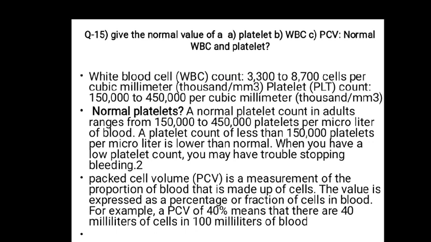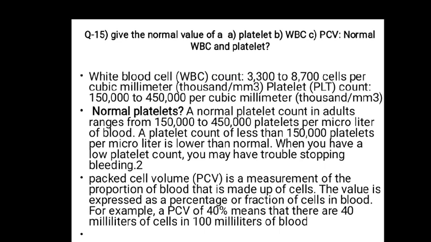A normal platelet count in adults ranges from 150,000 to 450,000 platelets per microliter of blood. A platelet count of less than 150,000 platelets per microliter is lower than normal. When you have a low platelet count, you may have trouble stopping bleeding.